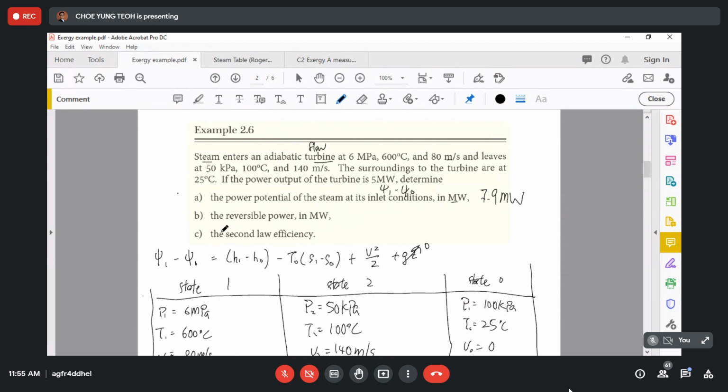But for the second case, they ask for reversible power. So this one is in a process. So in the process, you should check the change of the exergy, so phi 1 minus phi 2. Okay. So again, we do the same thing, but now we find phi 1 over phi 2.